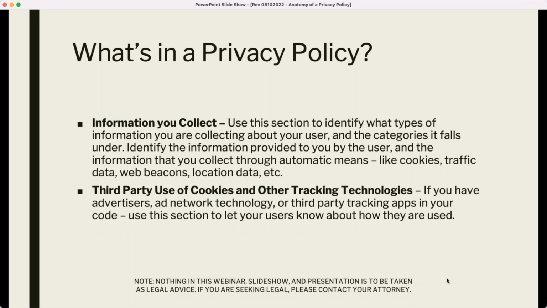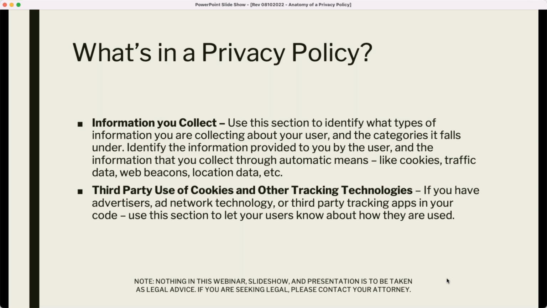Next, you should clearly lay out what type of information you are collecting. So use this section to identify what types of information you're collecting about your user, the categories it falls under. Identify the information provided to you by the user and the information that you collect through automatic means like cookies, traffic data, web beacons, location data, etc. So what does this mean?